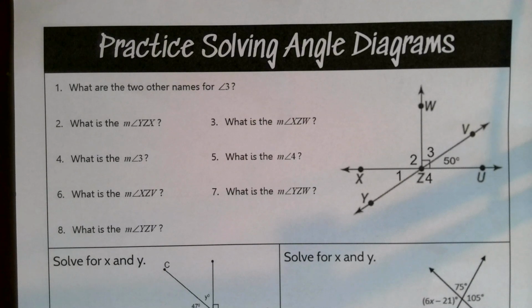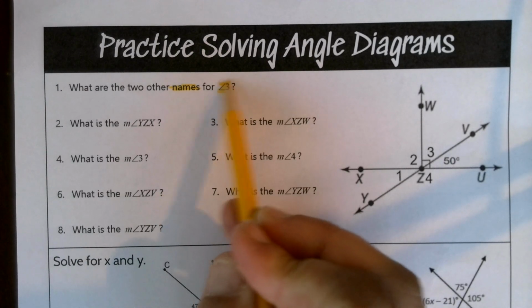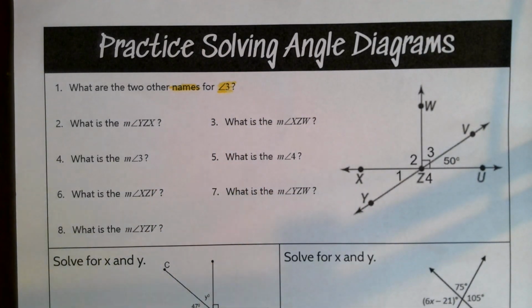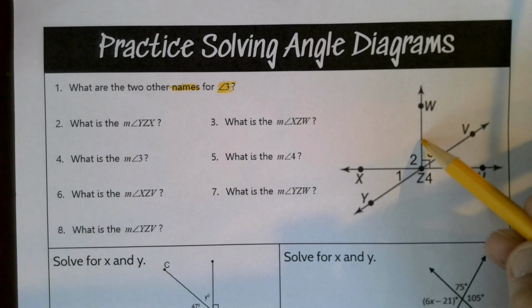So let's see what we've got here. First thing that it's asking for is names for angle 3. Do you see how it has the angle symbol? That means we're looking for a shape that looks like this, an angle. So we find 3, but it's not just talking about this number 3, it's talking about this angle.